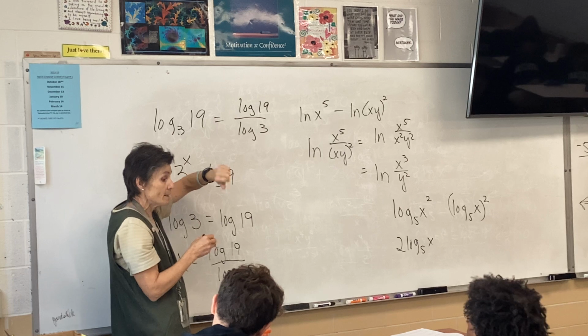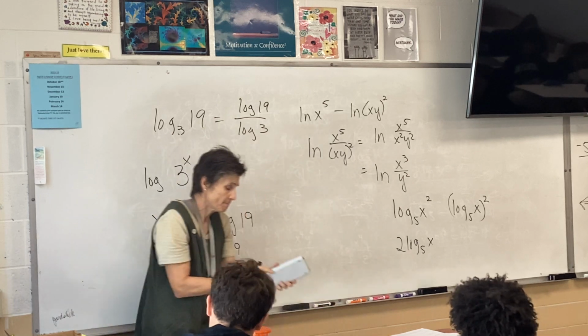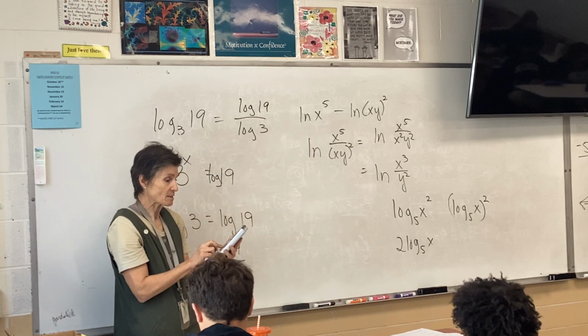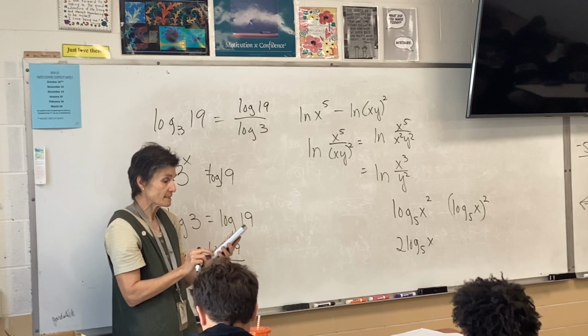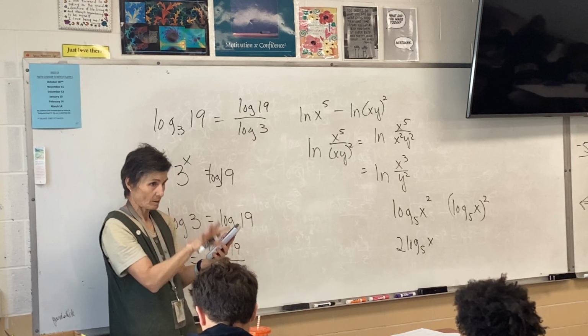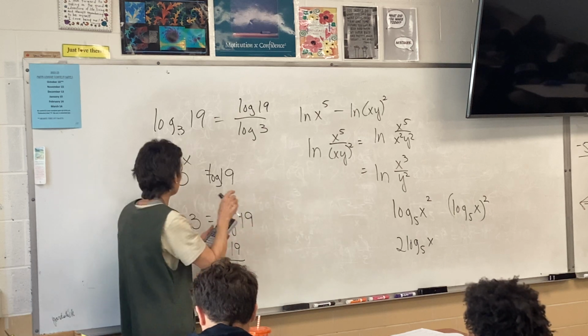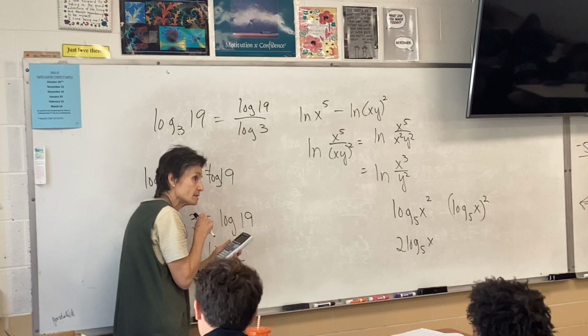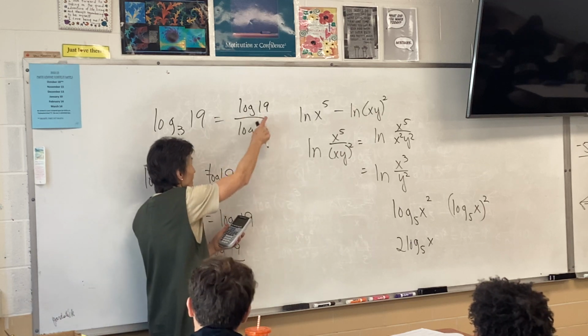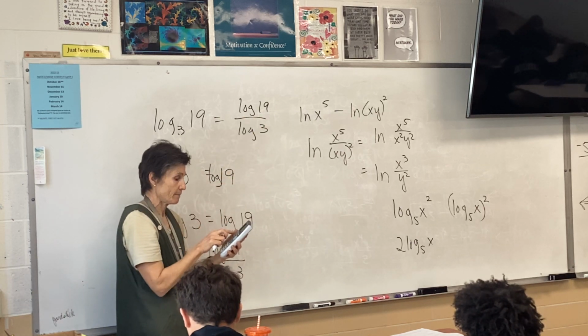Now, just for fun, type that in. There's nothing special about it, I just want you to do something else. So type in log 19 divided by log 3. Now, suppose that instead of logging both sides, I would have ln. Type in ln 19 over ln 3.